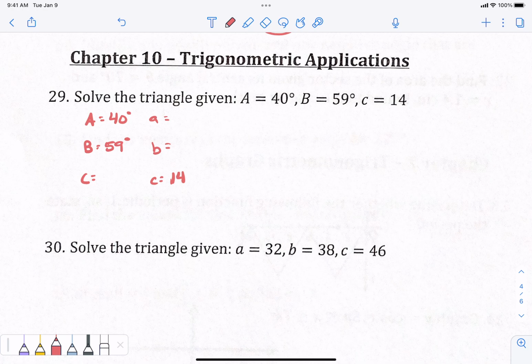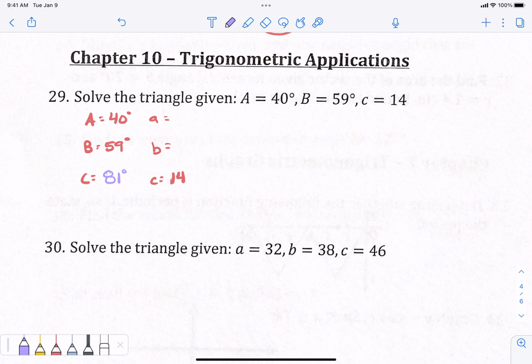Here we go. What can we do first? We can figure out capital C, right? Add these together, that's 99, and subtract from 180. 81 degrees. Beautiful. Okay. All right, now we have to find just little a and little b.